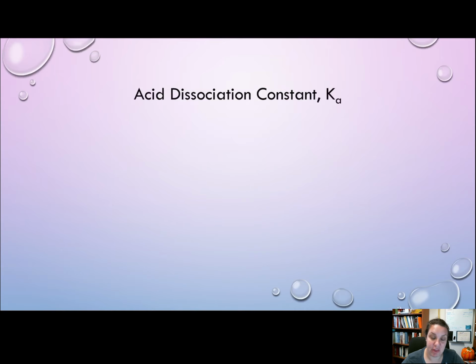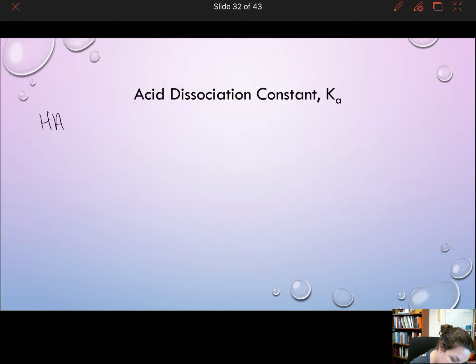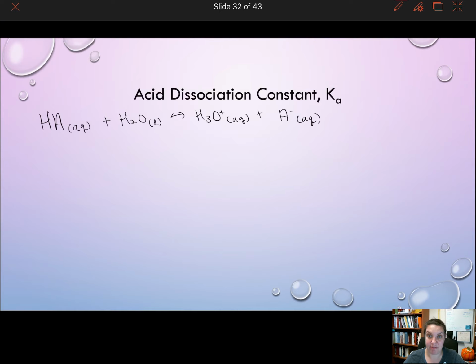We have what is called the acid dissociation constant, Ka, and this is the equilibrium constant for the reaction of an acid with water, specifically a weak acid. So if we have some weak acid, HA, it reacts with water. It's going to hydrolyze water to produce hydronium and A minus, our conjugate base.